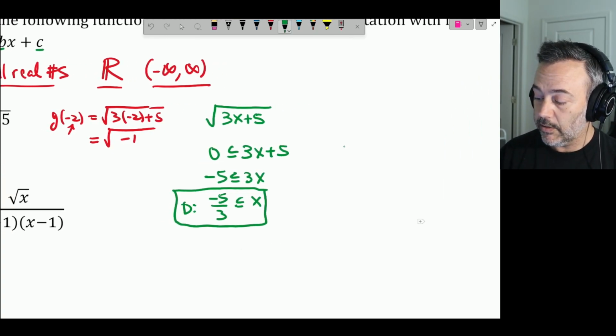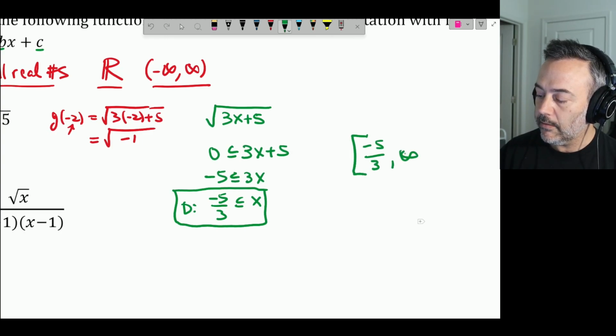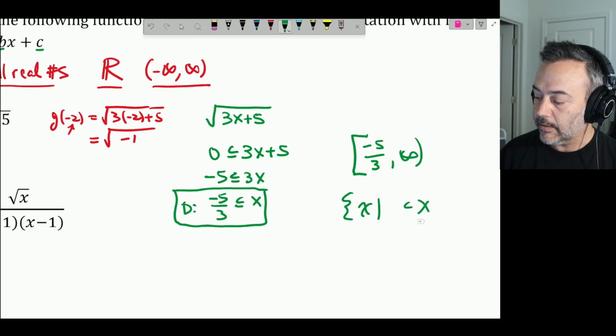In interval notation, that would be everything from bracket negative 5/3, comma, infinity. Our book would write it as the set of all x such that x is greater than or equal to negative 5/3.